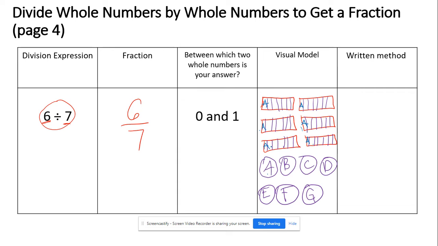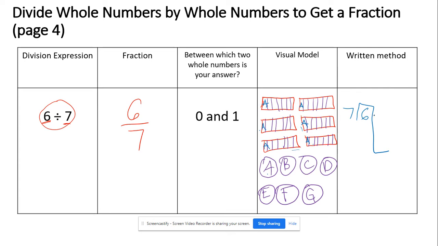And remember, our denominator tells us how many parts make up a whole. That's 1, 2, 3, 4, 5, 6, 7 parts make up a whole. So this model represents 6 A's out of 7 parts to make a whole. If we wanted to use a written method, we could do 6 divided by 7.